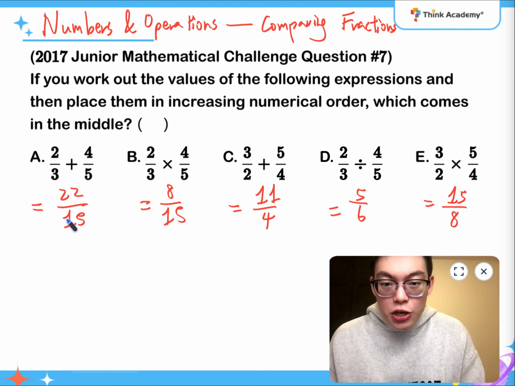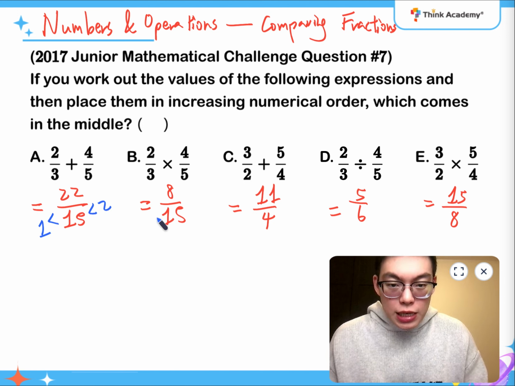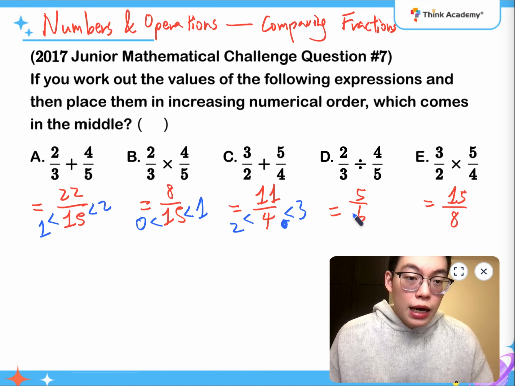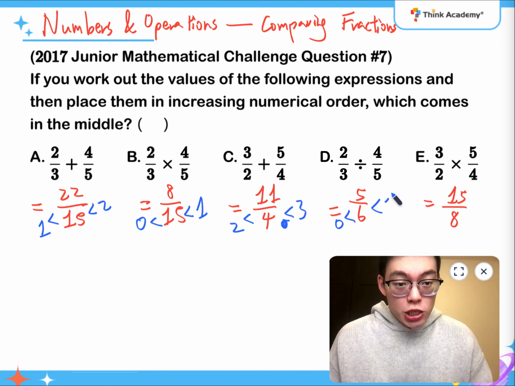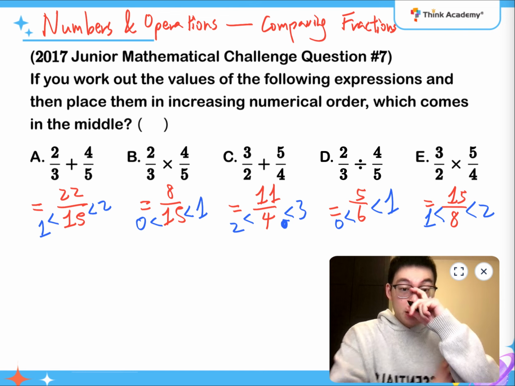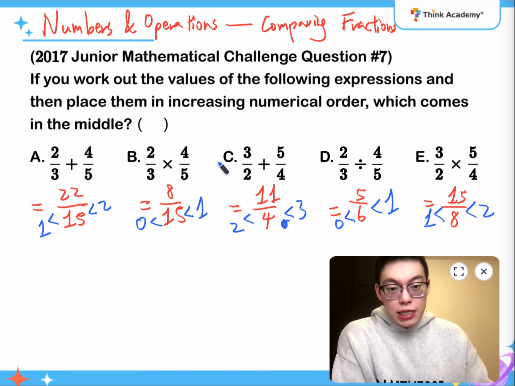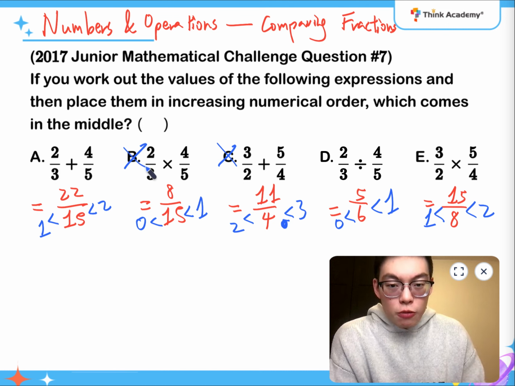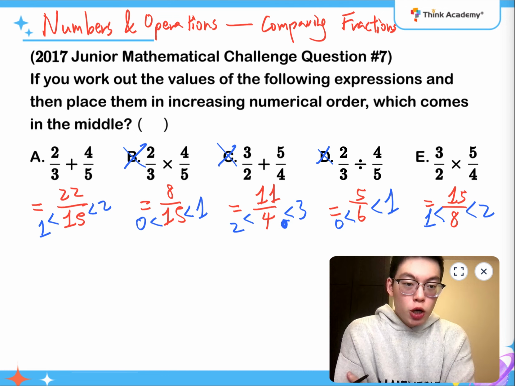So we can see that 22 over 15 is in between 1 and 2. This is definitely smaller than 1 and greater than 0. 11 over 4 is greater than 2 and smaller than 3, right? And this is, of course, smaller than 1. And finally, the last one, between 1 and 2. Right. So it means that C cannot be the answer. That's going to be the largest one. And B and D cannot be the answers because they are going to be the smallest two.